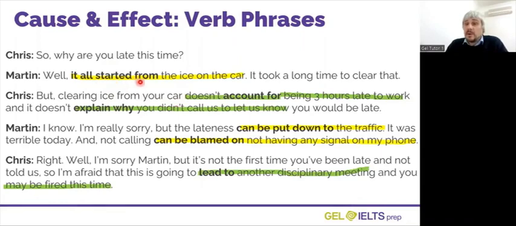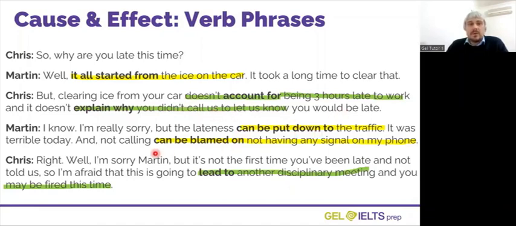"It all started from" introduces the first cause. There may be other causes after this, but this is introducing the first cause. "Account for" and "explain why" introduce the effects, but they use different grammar. "Account for" is followed by an -ing word or a noun, "explain why" is followed by a full sentence: "You didn't call us."